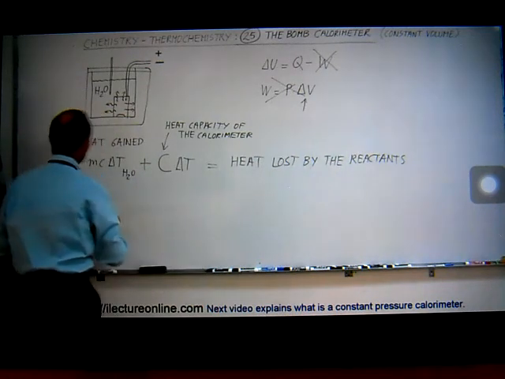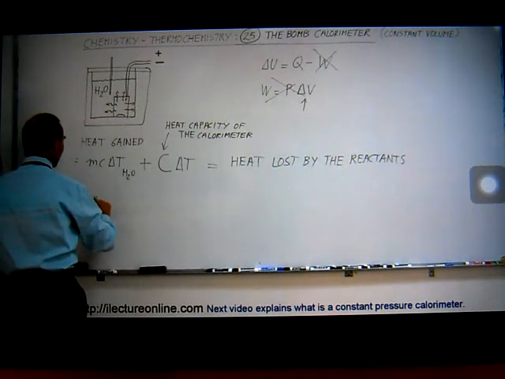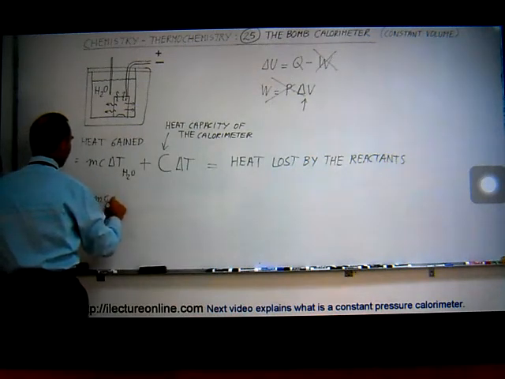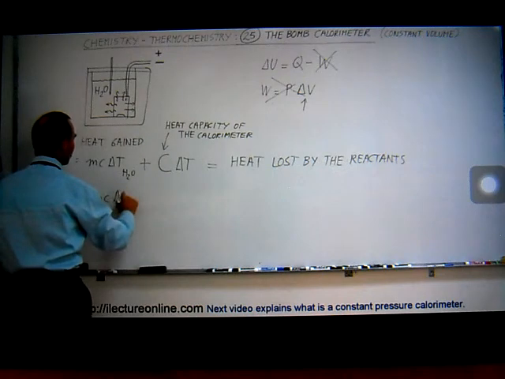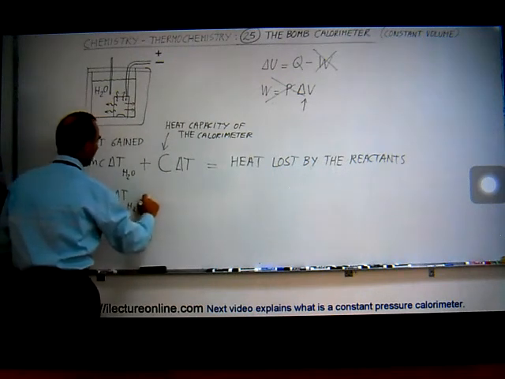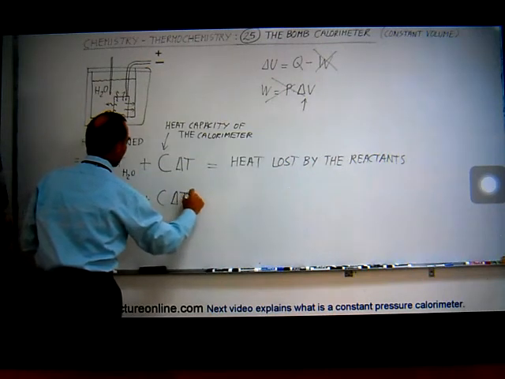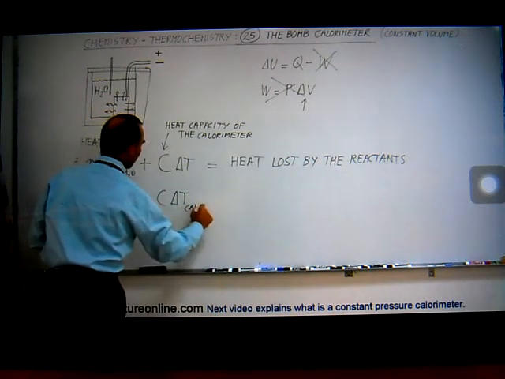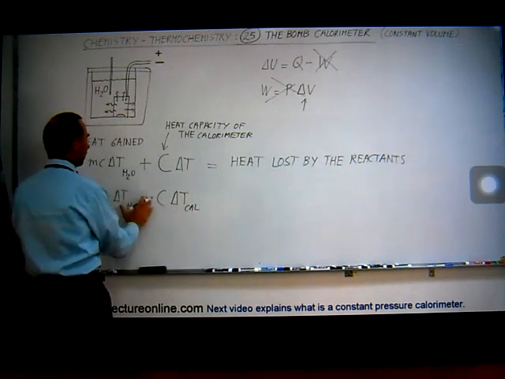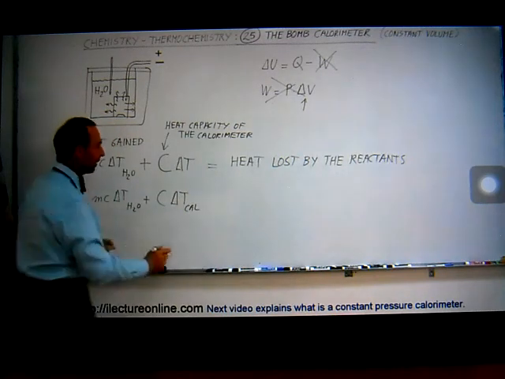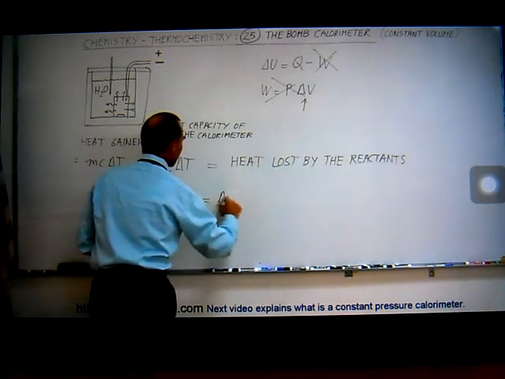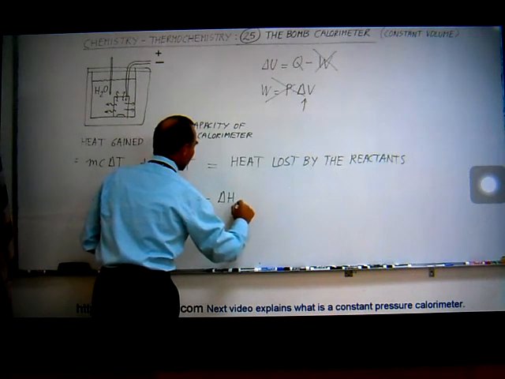So then what you end up getting is the MC times the change in the temperature of the water, plus the heat capacity of the calorimeter times the delta T of the calorimeter. So the heat absorbed by the water plus the calorimeter part itself is equal to the delta H of the reaction.